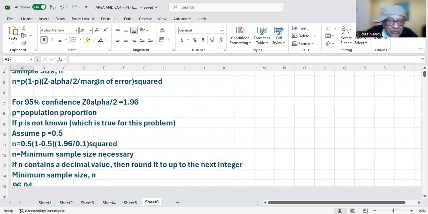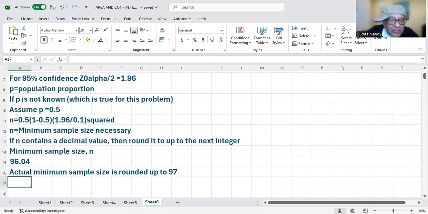And if you do the calculation, it will work out to 96.04. But the rule in statistics is, even with 0.04, we do not round it down to 96. We round it up to 97.